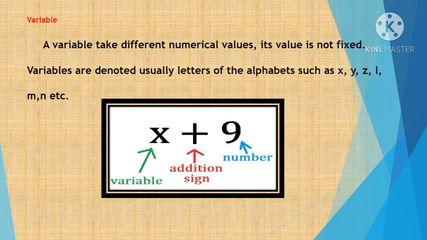The next definition you are going to learn is about variables. So what is a variable, children? In an equation or in an expression, we'll represent the variable by using any English alphabet, right? So here I'll read the definition. A variable take different numerical values. Its value is not fixed. Variables are usually denoted by letters of the alphabet such as X, Y, Z, L, M, N, etc. Okay, this value is not fixed. That's why we don't know what value. That's why we are using variables there.